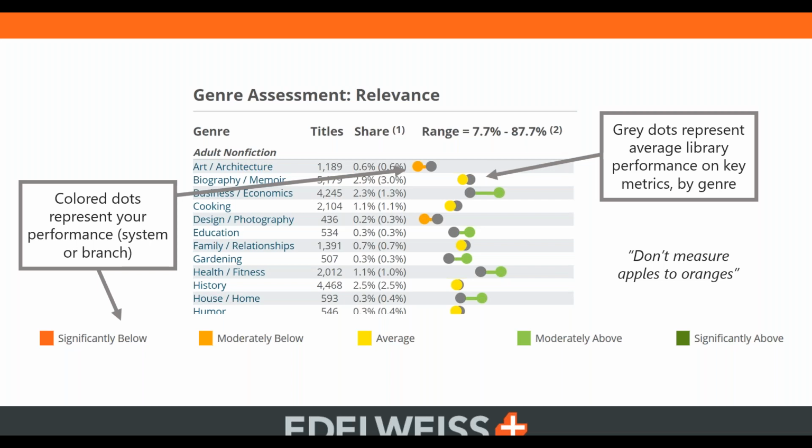So we can gauge our performance versus the average of the public libraries rather than comparing something like art and architecture to comics and graphic novels. If you compare art and architecture or design and photography to comics and graphic novels, it will always show up as not performing as well, because comics and graphic novels, or pick your fast-moving, popular sections, will in general have higher performance on these. So the idea is compare yourself to how peers perform in these different genres. Hopefully that makes sense. That's where the little don't measure apples to oranges.